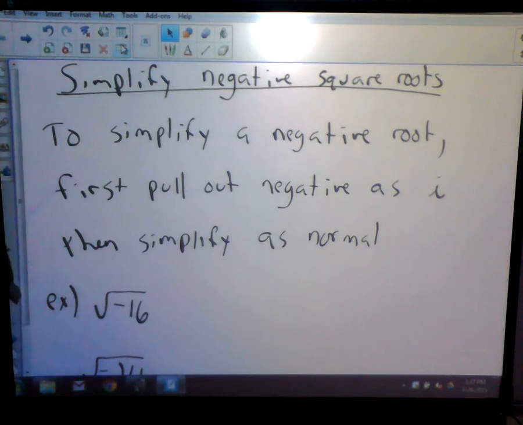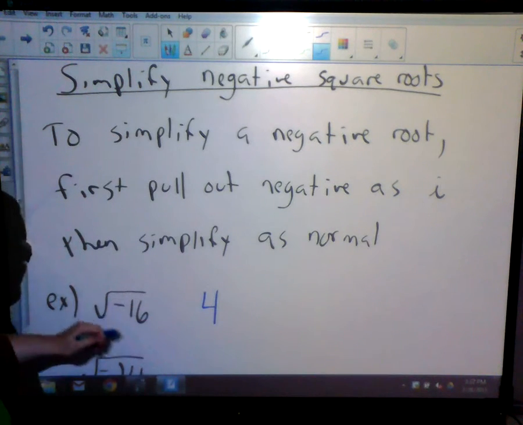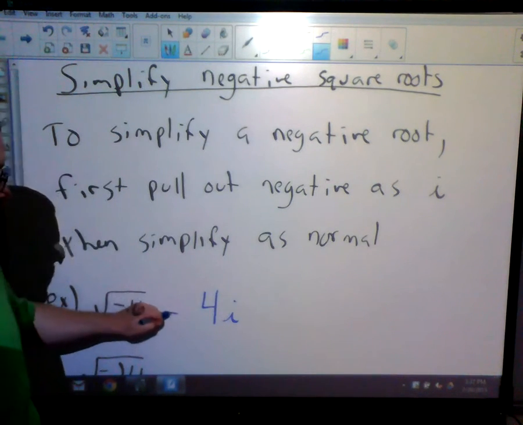How about the square root of negative 16? The square root of 16 is 4, so the square root of negative 16 would be 4i.